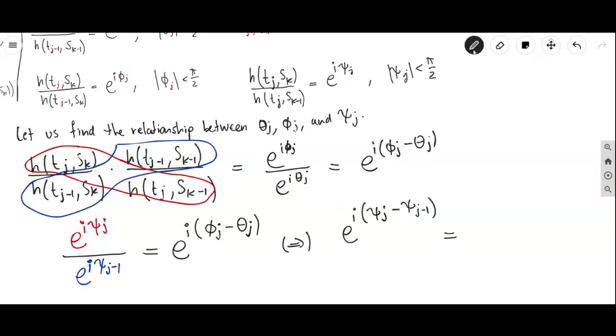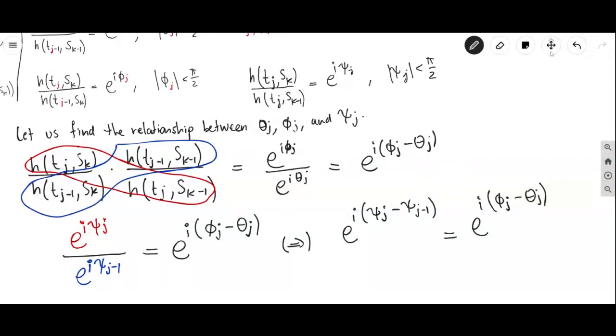I probably mispronounced all of these letters like 500 times at this point, but that's not what matters. I find it very hard to think math and write math at the same time, and then your hand writes one thing, but you keep on misspeaking. I kind of did it again. This is phi j minus theta j, like this.